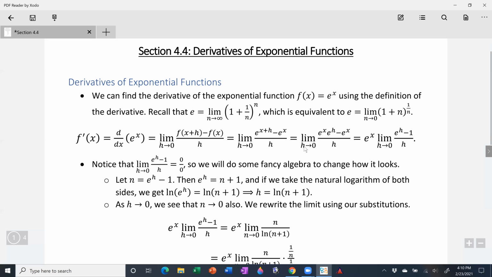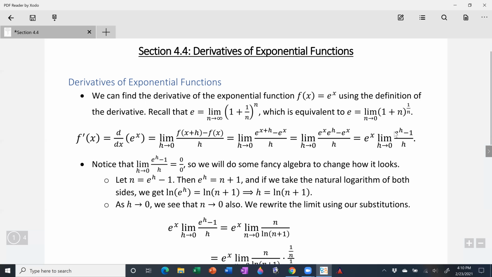Another thing to keep in mind is that since this limit is all talking about h approaching 0, it doesn't affect x at all. And so when we factor out that e to the x, we can actually bring it all the way out in front of the limit. Since this limit is changing h, it has nothing to do with x. So then we're left with e to the h minus 1 when we factored out that e to the x.